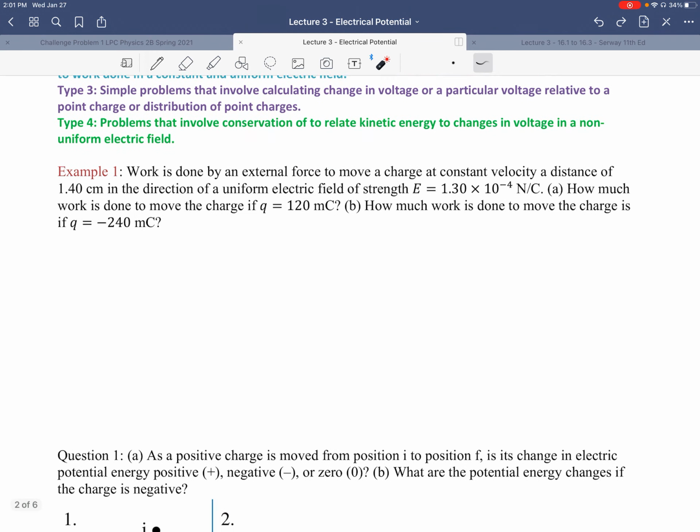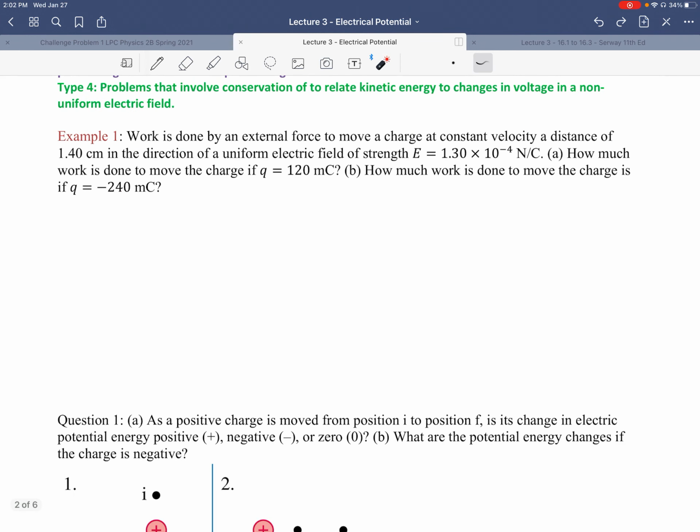All right, example 1. Work is done by an external force to move a charge at constant velocity a distance of 1.4 centimeters in the direction of a uniform electric field of strength 1.3 times 10 to the negative 4 newtons per coulomb. How much work is done to move the charge if Q is 120 millicoulombs?